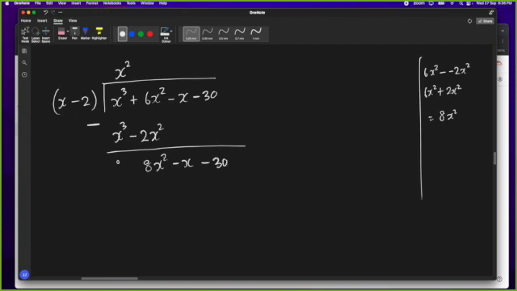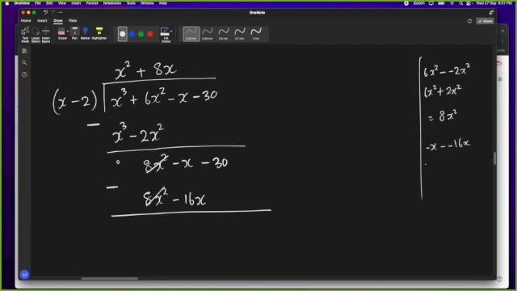Now I'll look at the biggest thing that I have here, 8x squared. I want to get rid of that. So I'll go with plus 8x. And let me see, I have a big minus sign here. So 8x times x will give me 8x squared. Then 8x times minus 2 will give me minus 16x. So I see my 8x squared are gone. I'll have here minus x minus minus 16x.